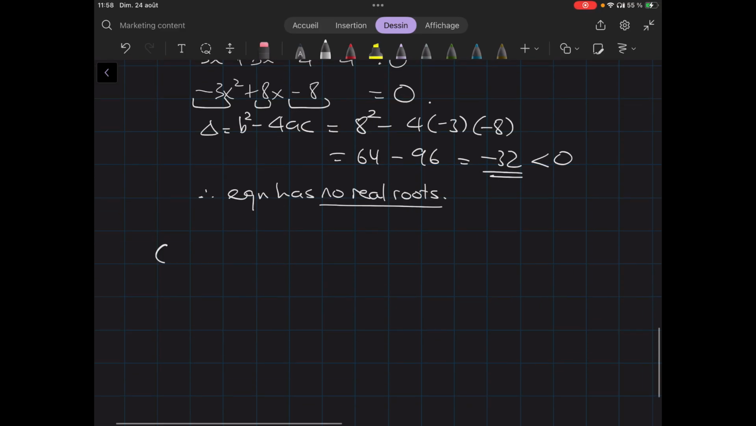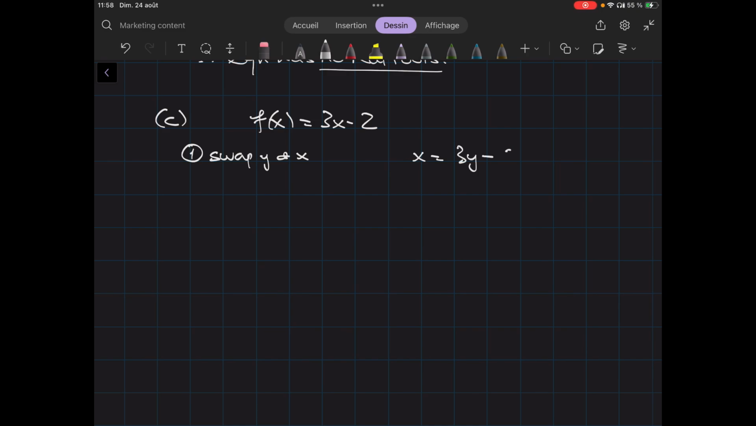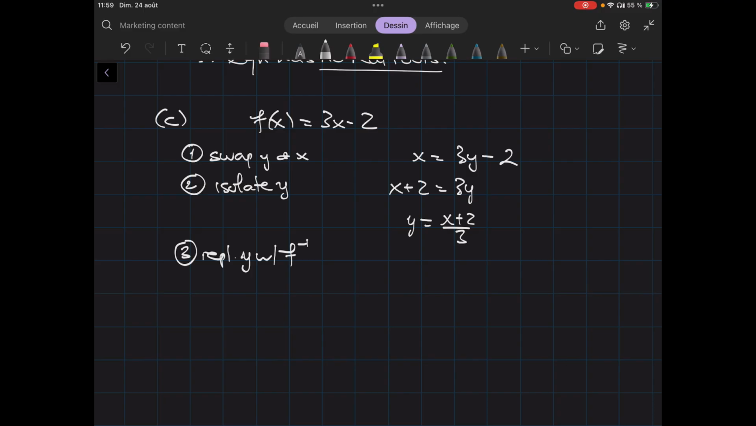In part C, you're asked to find the inverse of f. How do you find the inverse of a function? Step 1. You swap y and x. So x is now equal to 3y minus 2. Step 2. You isolate y, or you solve for y. X plus 2 is equal to 3y. Y is x plus 2 divided by 3. Step 3. You replace y with inverse f.